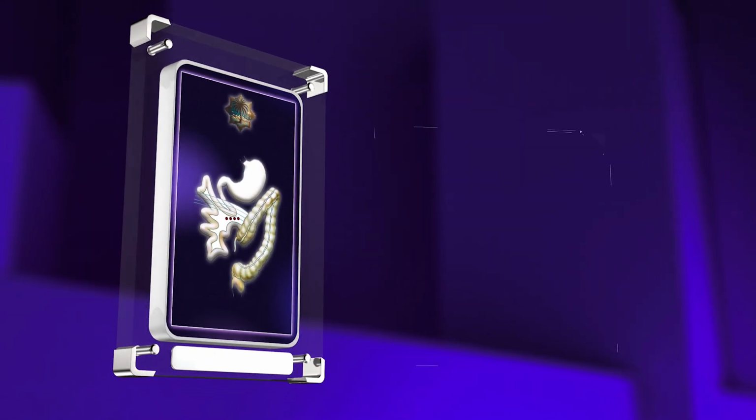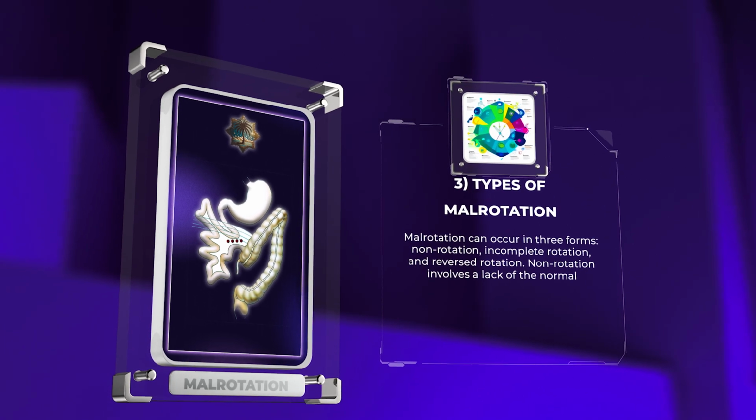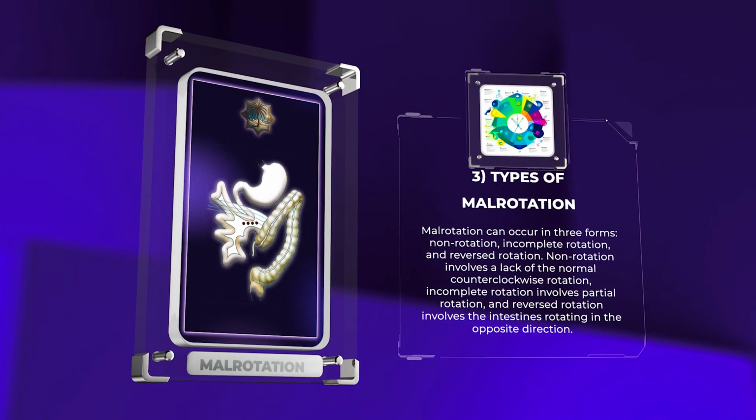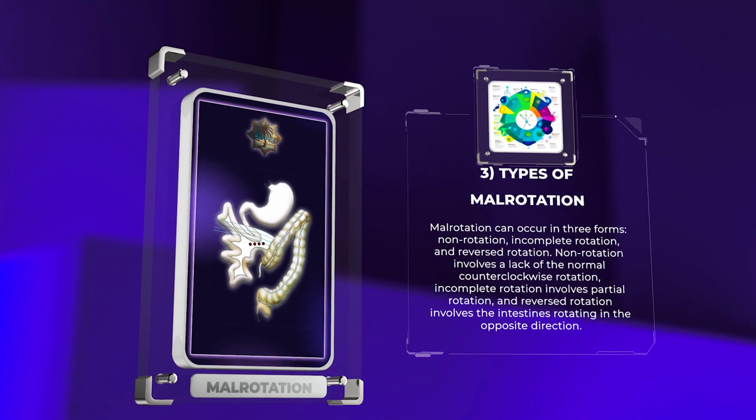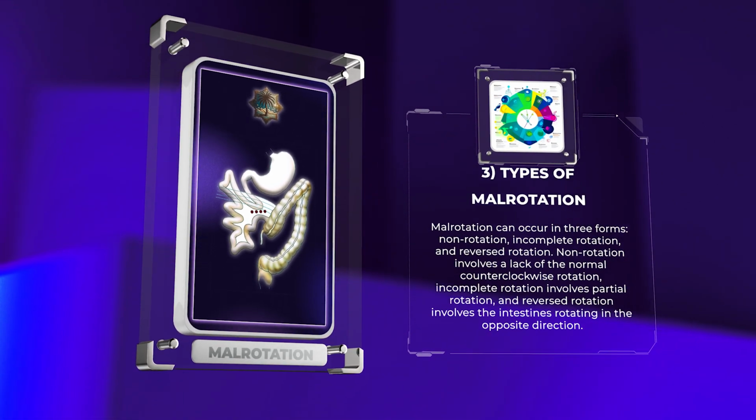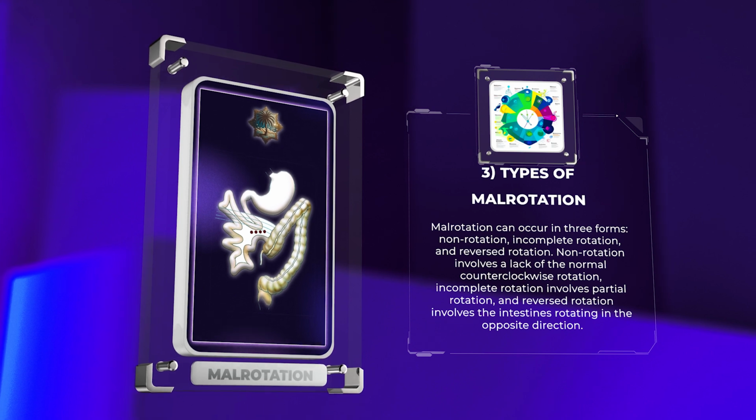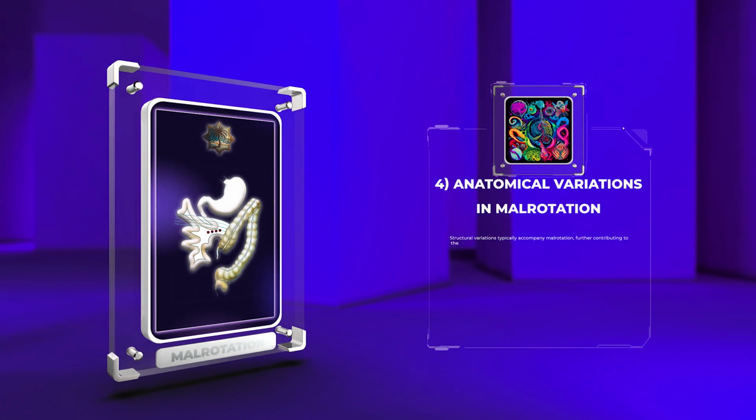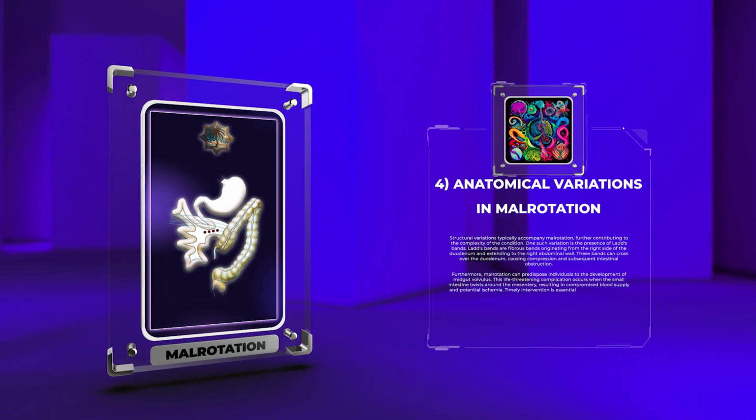Malrotation can occur in three forms: non-rotation, incomplete rotation, and reversed rotation. Non-rotation involves a lack of the normal counterclockwise rotation, incomplete rotation involves partial rotation, and reversed rotation involves the intestines rotating in the opposite direction. Structural variations typically accompany malrotation, further contributing to the complexity of the condition.